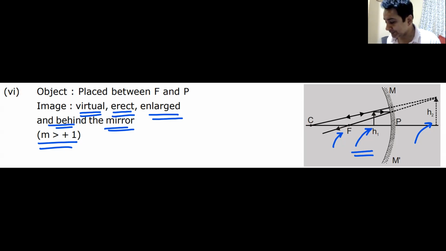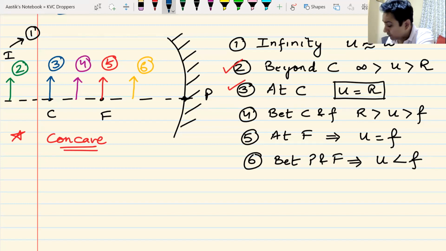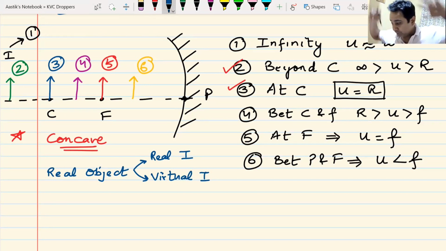Well, I hope you have noted down the case. Now, what we are going to do is summarize everything that we have seen for a concave mirror. And this is very important. What can a concave mirror do? Please remember this. For a real object, the concave mirror can form a real image. The concave mirror can also form a virtual image. Do we understand this? For a real object, a concave mirror can form a real image as well as a virtual image.